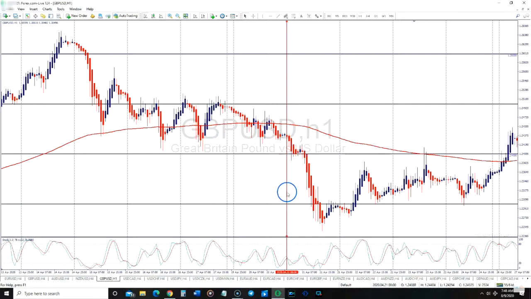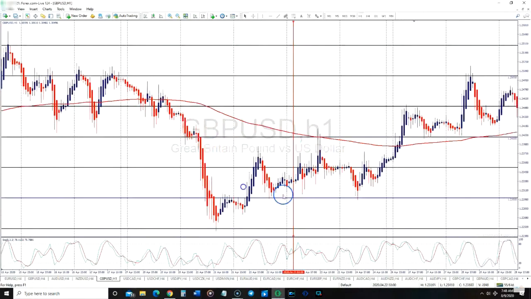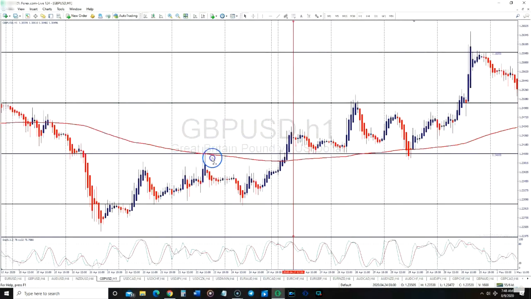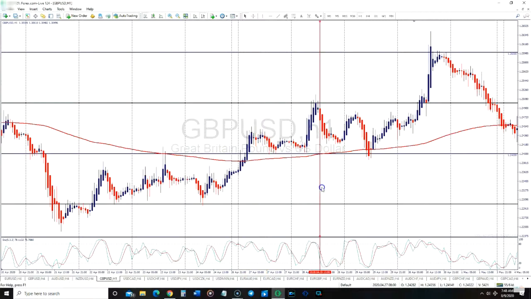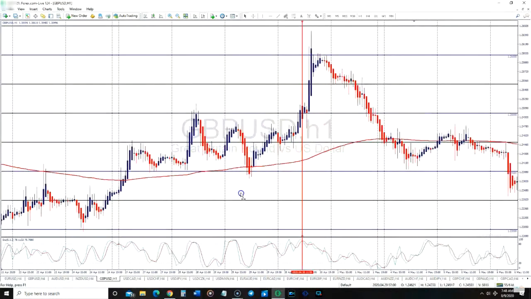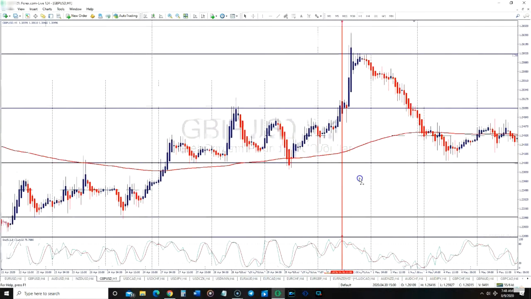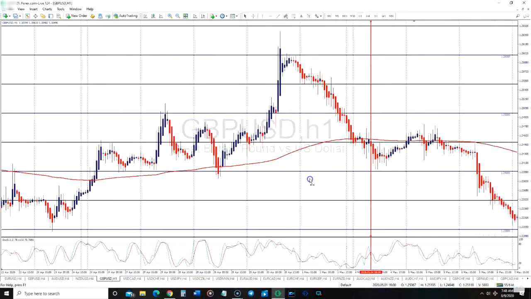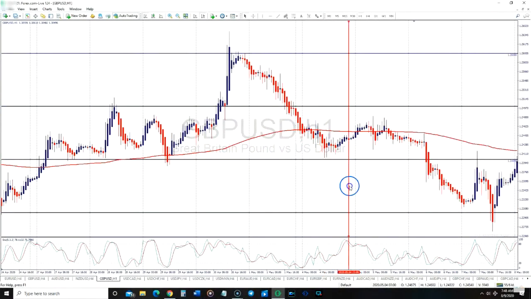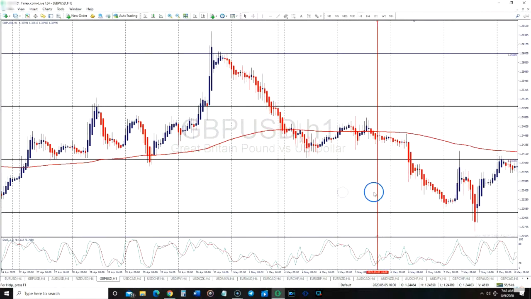We had a pullback. Let me find a better example for you guys to try to show you what I want to convey. I know I could find it if I was using regular Japanese candlesticks, but I'm using the Heikin Ashi candles. They usually only show the trend in the market. That's why I love trading with these candles. But here we go right here.